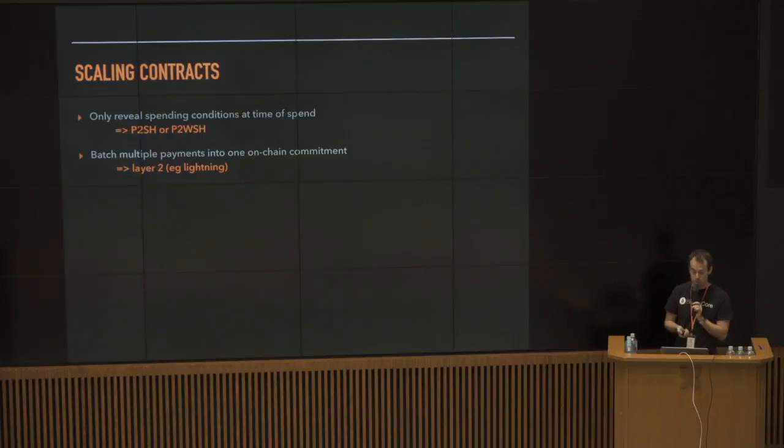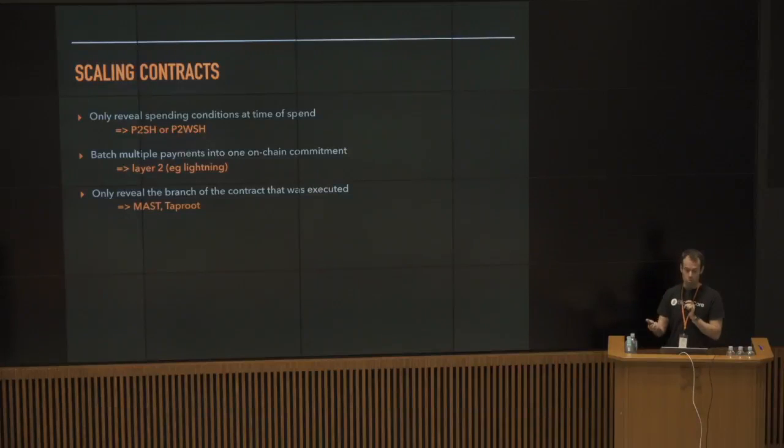We can batch multiple payments into one on-chain commitment. So we do that with layer 2, things like Lightning. So one on-chain transaction for Lightning is encapsulating tens or hundreds or thousands of off-chain transactions, but we just finish with a proof that this is the final state, the final transaction.